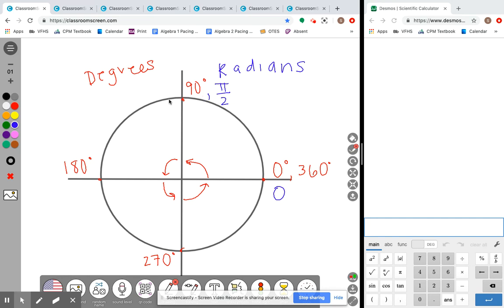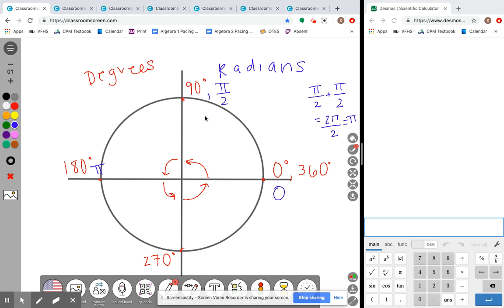If I go another 90 degrees, I need to add on another pi over 2. If I am doing, let's do it to the side, pi over 2 plus pi over 2, I have 2 pi on the top, treating the pi like a variable, 2 on the bottom. 2 pi over 2, 2 divided by 2 is just 1. So 180 degrees converted to radians is pi.